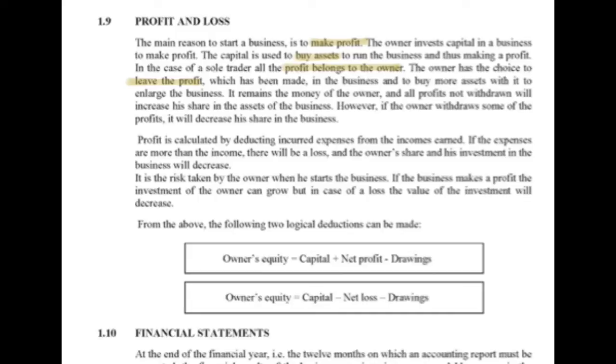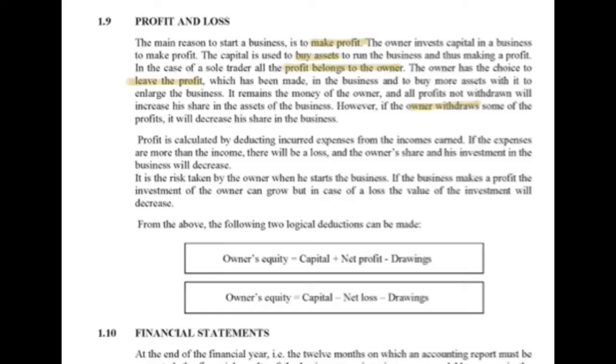It remains the money of the owner, and all profits not withdrawn will increase his share in the assets of the business. However, the owner can withdraw the money. It will then decrease his share in the business. So profit is calculated by deducting incurred expenses from the incomes earned.